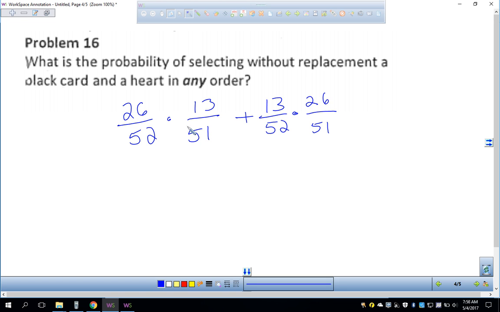Do you see that this times this and this times this give you the same number, right? So all I really had to do, a shortcut, would have been to go 26 times 13 out of 52 times 51, twice. Double that, right? And if I did that, I'd get about 25.5%. About 25.5%.